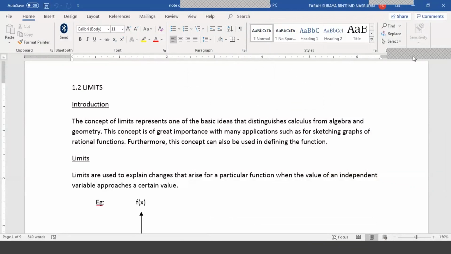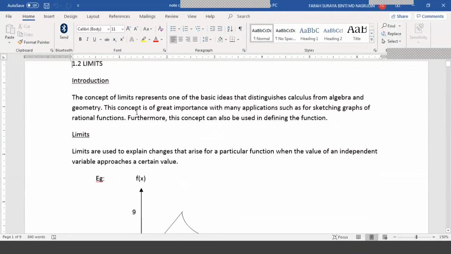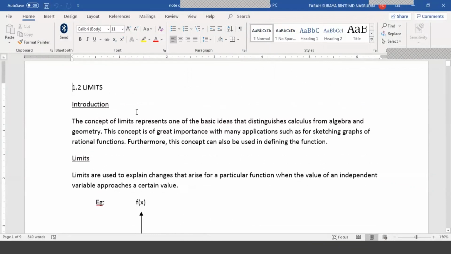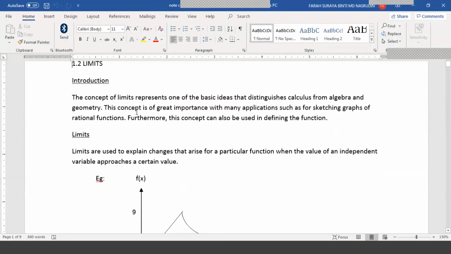Okay. So we start with the second subtopic for chapter 1. Okay, which is limits. Okay, subtopic 1.2. Okay, what is limit? Okay, the concept of limit represents one of the basic ideas that distinguish calculus from algebra and geometry. Okay, this concept is of great importance with many applications such as for sketching graphs of rational functions. Okay, furthermore, this concept can also be used in defining the function.